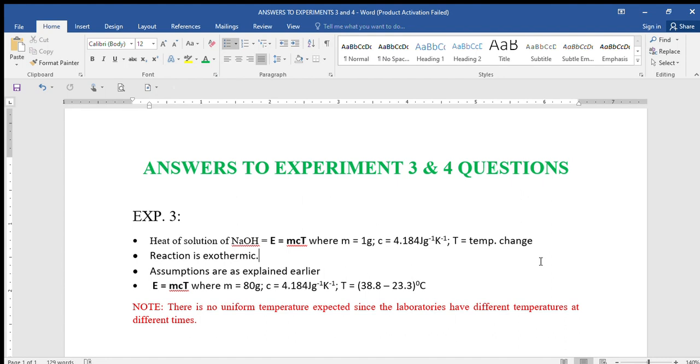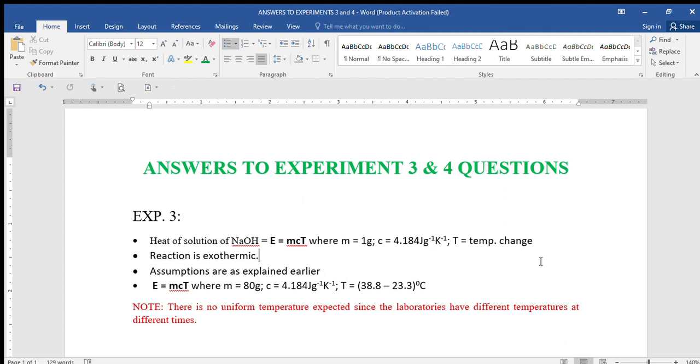Question 2, the reaction is exothermic. Question 3, you list any of the 3 assumptions we have made. 1, the change in heat of solute equals the change in heat of water. The mass of solute equals the volume of solute. Then the third one is, temperature could either be used as degree Kelvin or degree Celsius. No need of conversion.